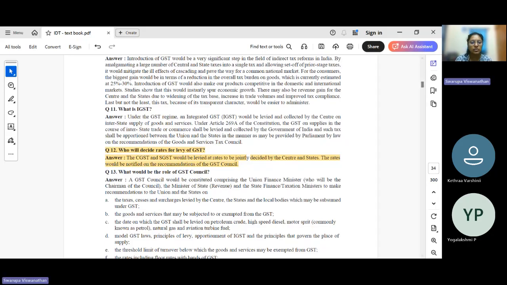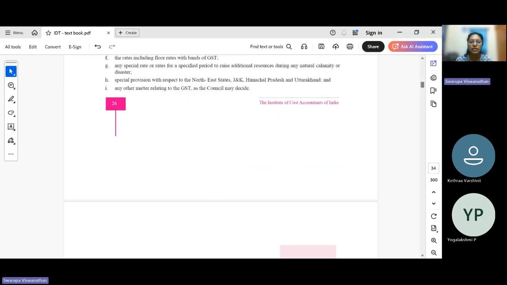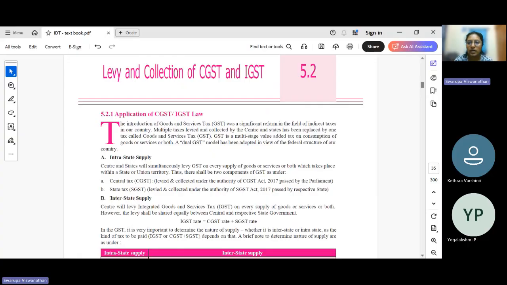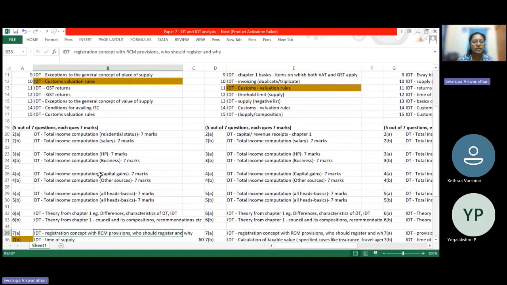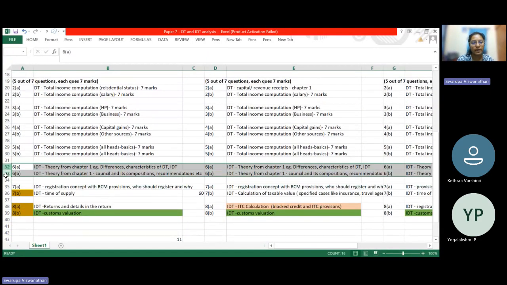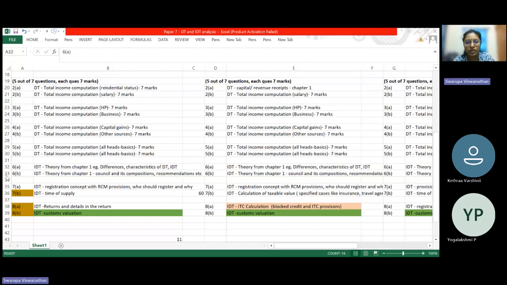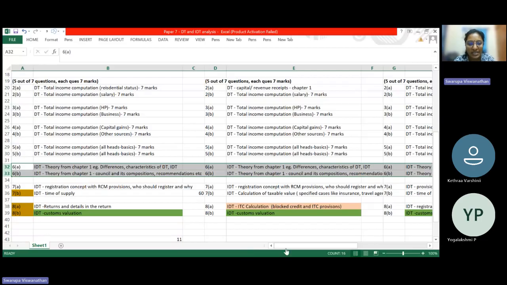Okay, role of GST Council we have discussed. You can use the same pointers that we discussed earlier. Okay, so this with respect to this particular part. Now we have discussed portions that can fetch you 14 marks. Okay. So I hope you have noted down these pointers in your book as well and go through these.